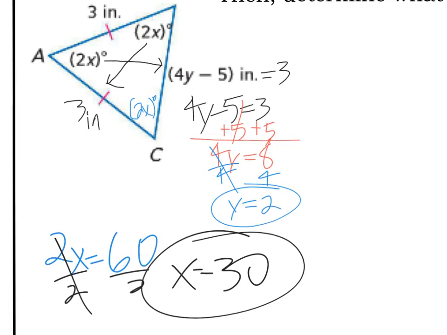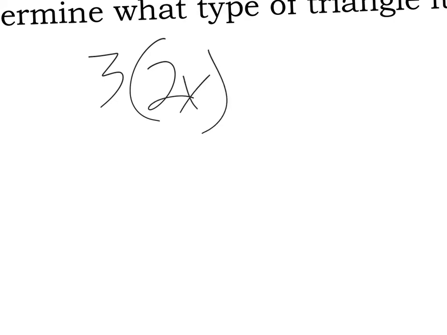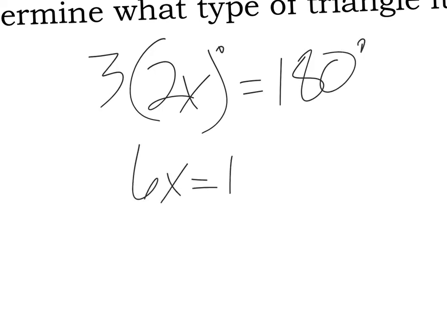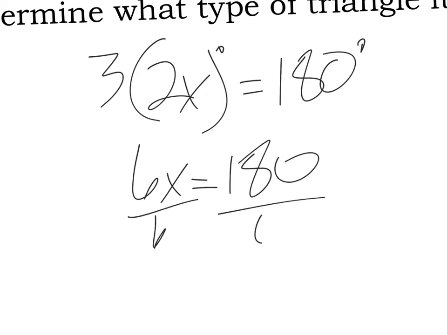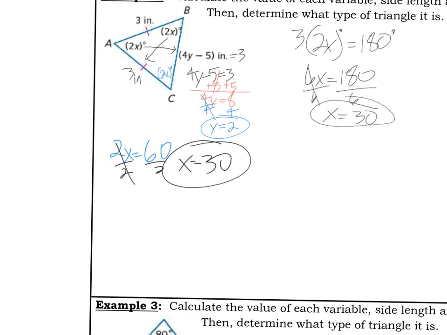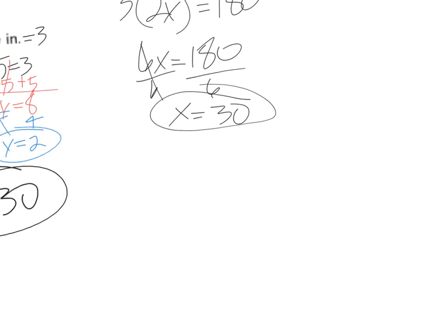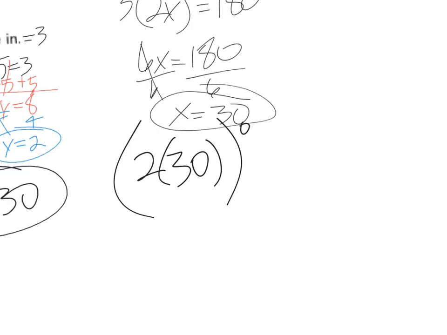Well, I know that I've been able to figure out that these are all 2x's. And I know that all the angles in a triangle add up to 180 degrees. So I have 3 angles that measure 2x degrees, and they add up to 180 degrees. So if you do 3 times 2x, that's 6x equals 180. And if you divide both sides by 6, 180 divided by 6 is 30. So either way, you're going to get 30. And then you're going to know for sure that your angles measure 60 because when you plug it back in, what's 2 times 30? Because it said 2x degrees. So 2 times 30 would be 60 degrees.